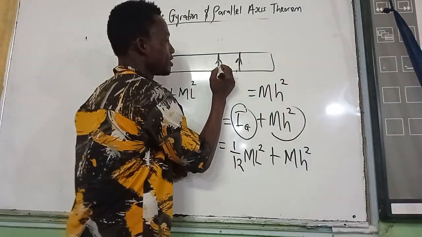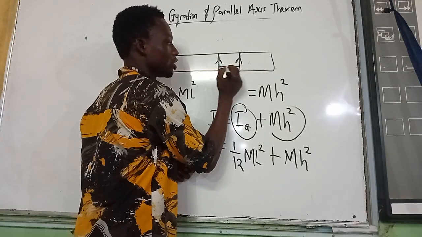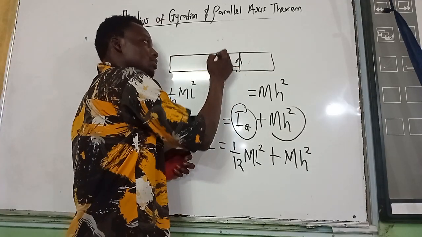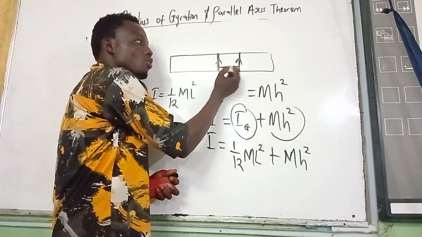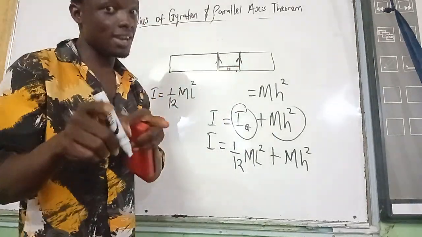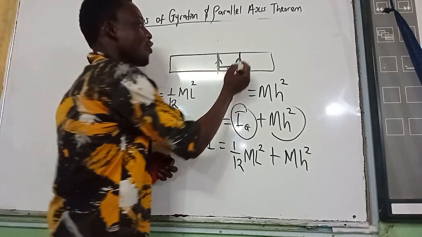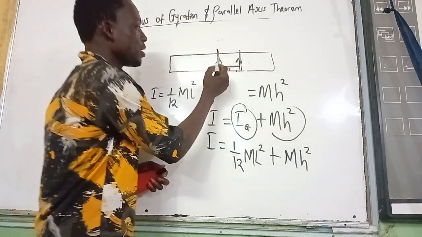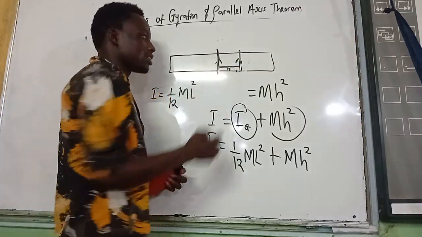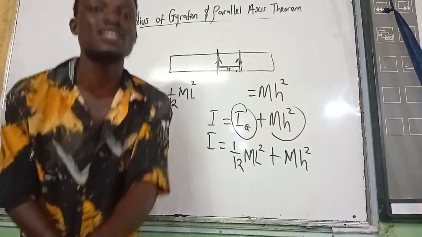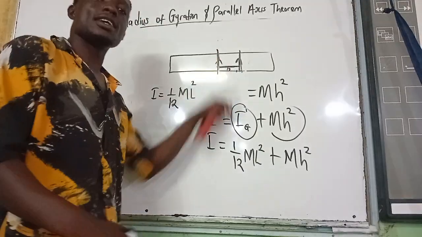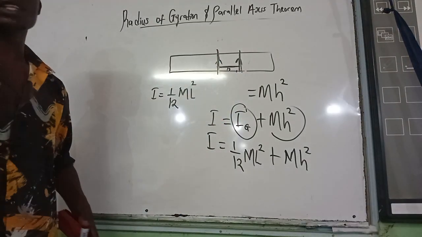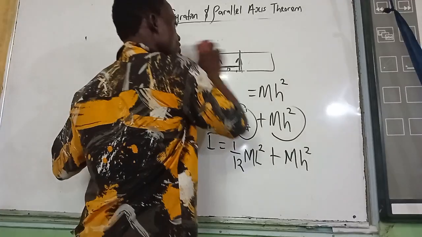So now, what's the distance between these two? H. Now, is the distance parallel to this point? No, the distance is perpendicular to this point. Do we get that now? So, the parallel axis theorem is when the new axis is parallel to the center axis, but the distance between them is perpendicular to the center. So, h is the perpendicular distance between the new axis and the center of rotation, the center of mass. So, that's that for that.